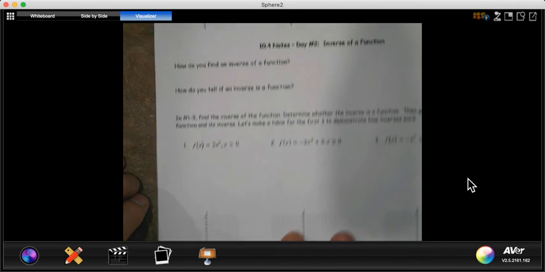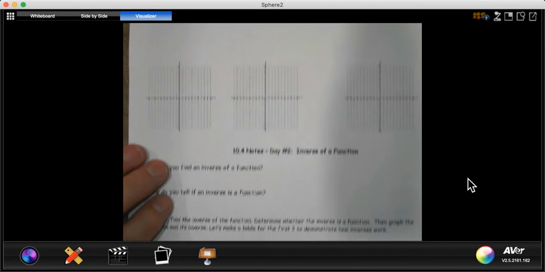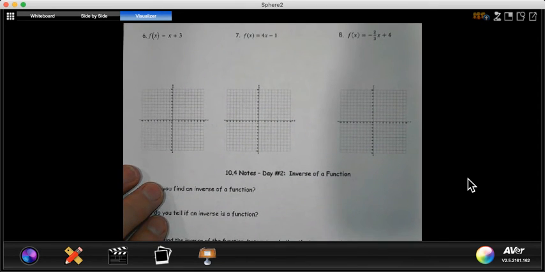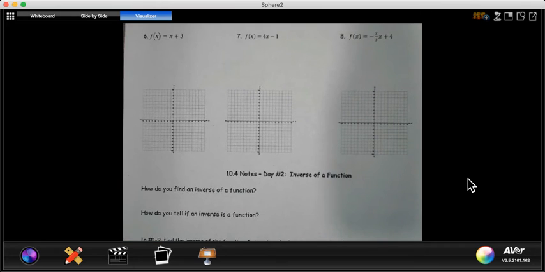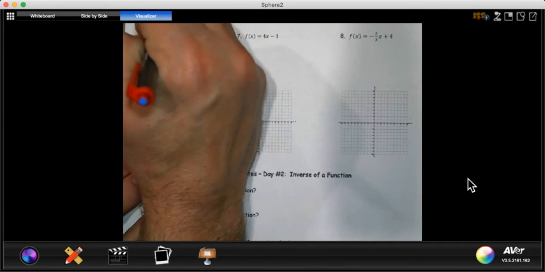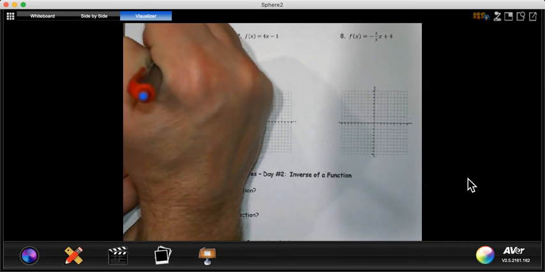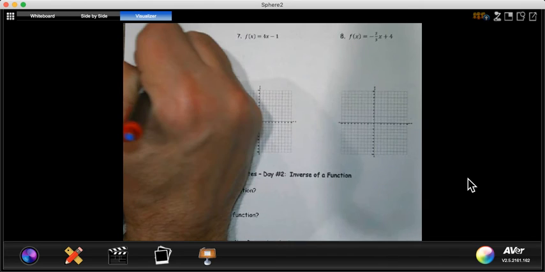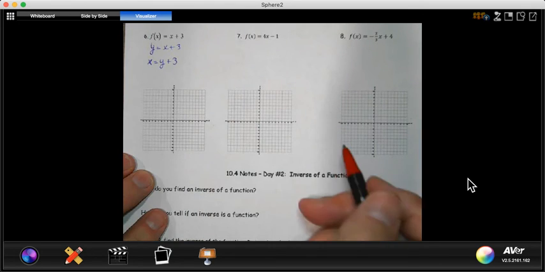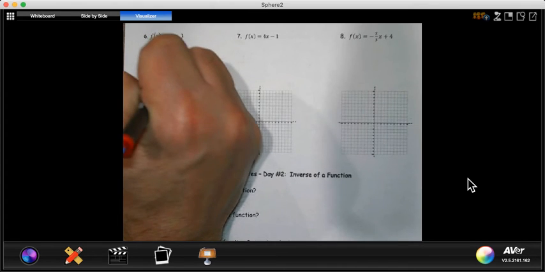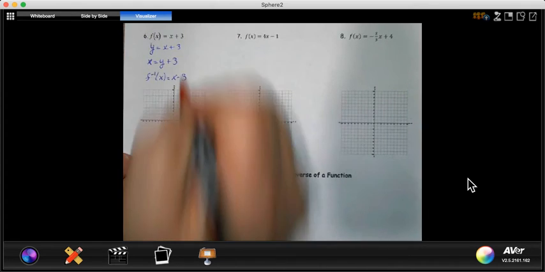Back page. Looks like I have 3 more to do. So I'll do these 3. So switch the x and the y. So y equals x plus 3. Switch the x and the y. X equals y plus 3. Turn it around and minus 3. So that's x minus 3.